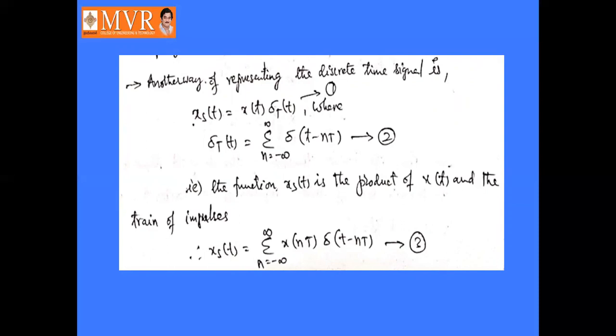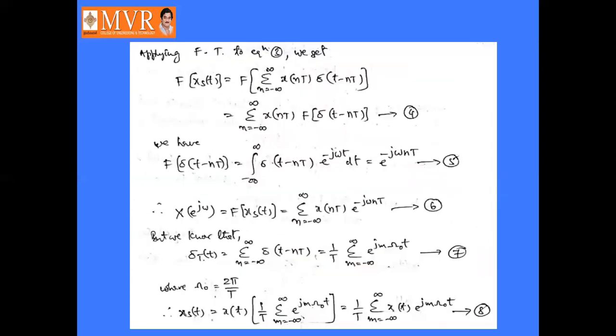Let it be considered as equation number 1, where δT(t) = Σ from n = -∞ to ∞ of δ(t - nT). That is equation number 2. So the function xs(t) is the product of x(t) and the train of impulses. That is, xs(t) = Σ from n = -∞ to ∞ of x(nT) δ(t - nT). That is equation number 3.